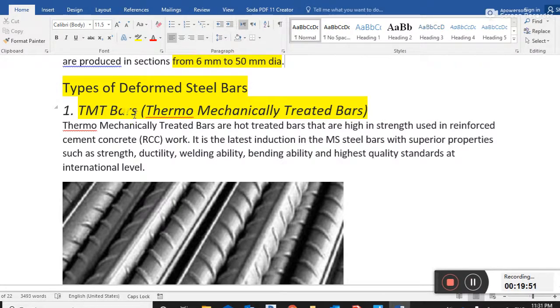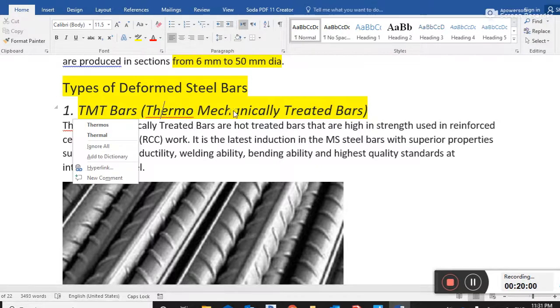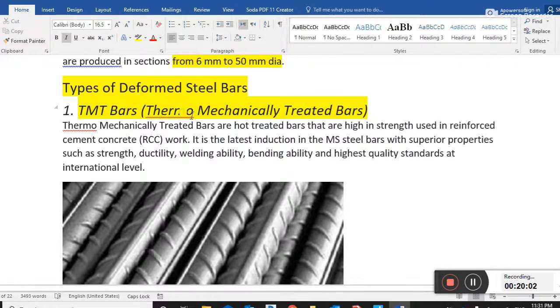TMT bar. What is TMT bar? Thermomechanically treated bar. Guys, this is a very important question, many times asked in exams and interviews. Guys, thermomechanically treated bars are hot treated bars that are high in strength, used in reinforced cement concrete or RCC. RCC means reinforced cement concrete work.